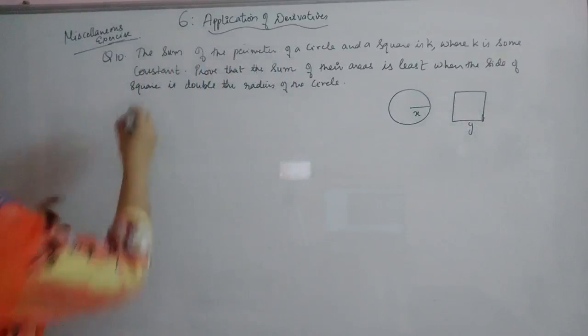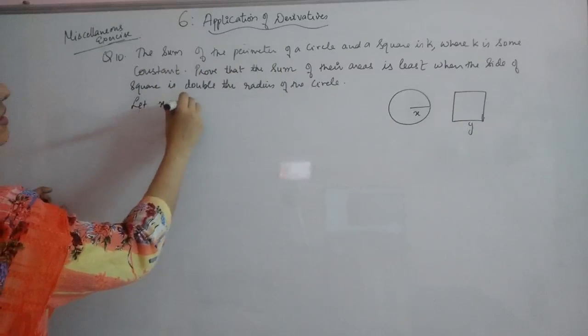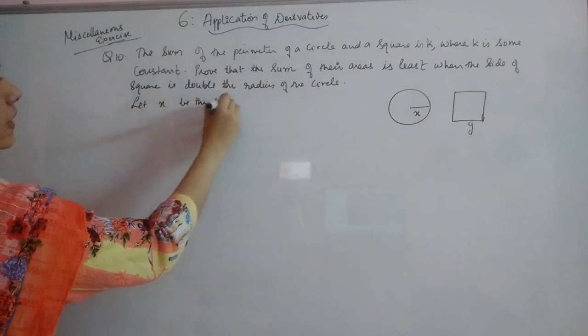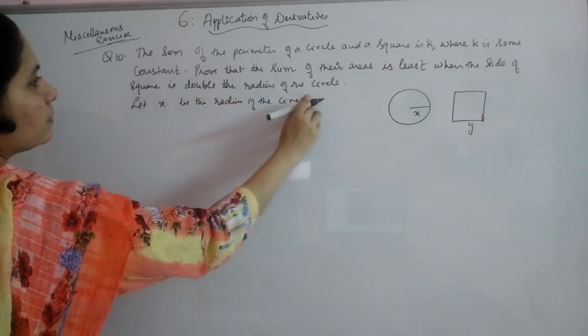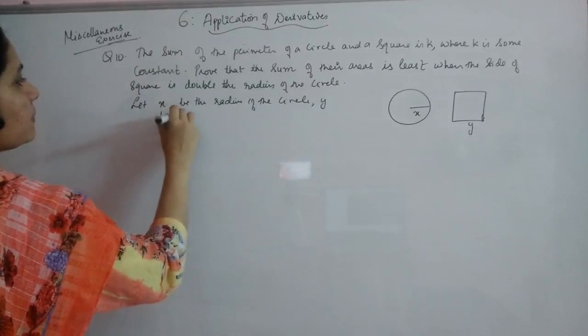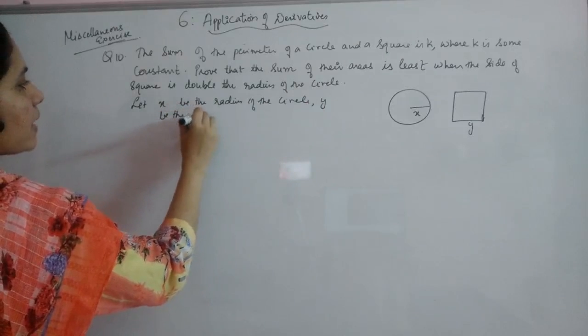Okay, let x be the radius of the circle and y be the side of the square.